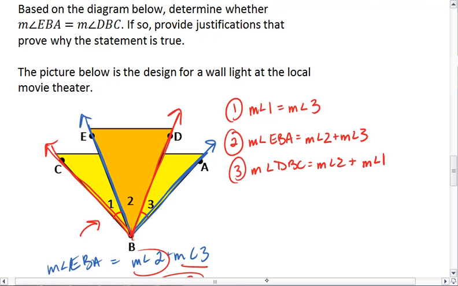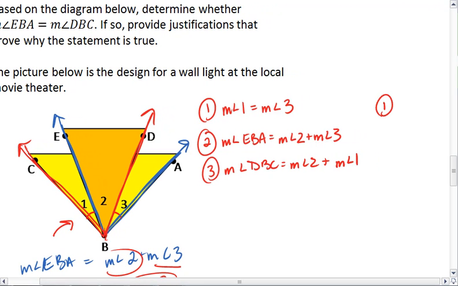Let's start listing some reasons. For the first one, I'm given that 1 and 3 are congruent.